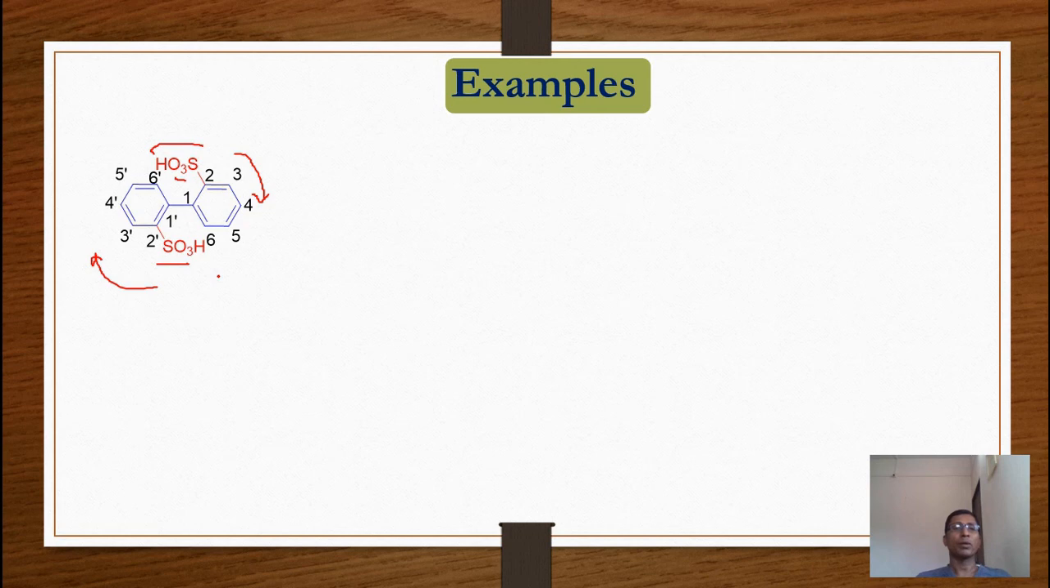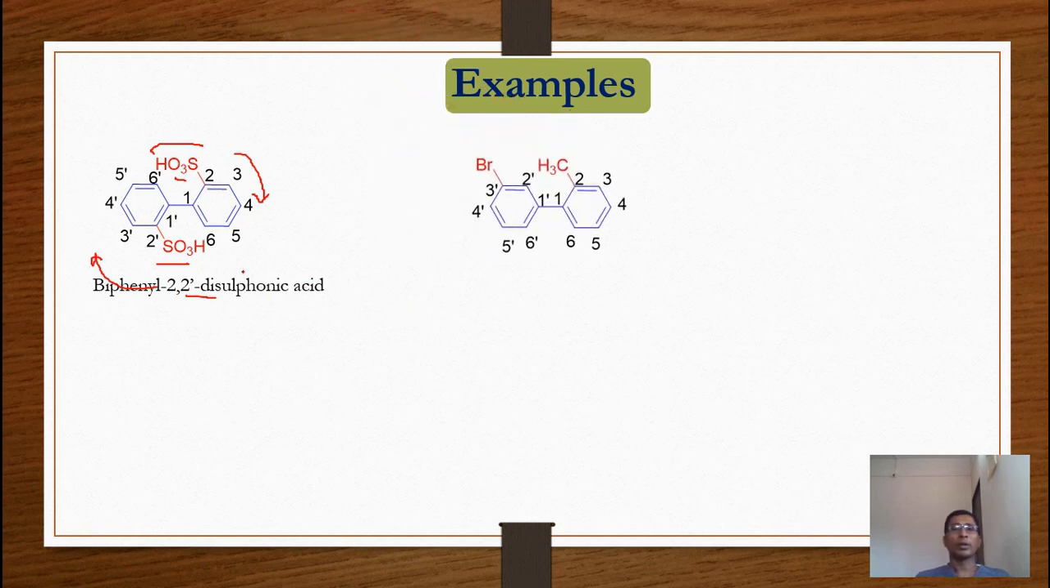Here, in the IUPAC name, the numbers are separated by a comma, while a number and an alphabet are separated by means of a small hyphen. Let us see. The IUPAC name of this molecule is biphenyl 2,2 dash disulfonic acid.